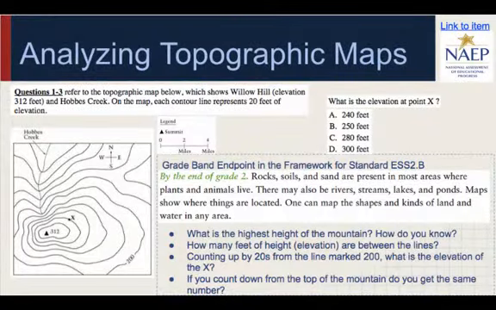For questions 1 through 3, refer to the topographic map below, which shows Willow Hill, elevation 312 feet, and Hobbs Creek. On the map, each contour line represents 20 feet of elevation. What is the elevation at point X? A, 240 feet; B, 250 feet; C, 280 feet; or D, 300 feet.